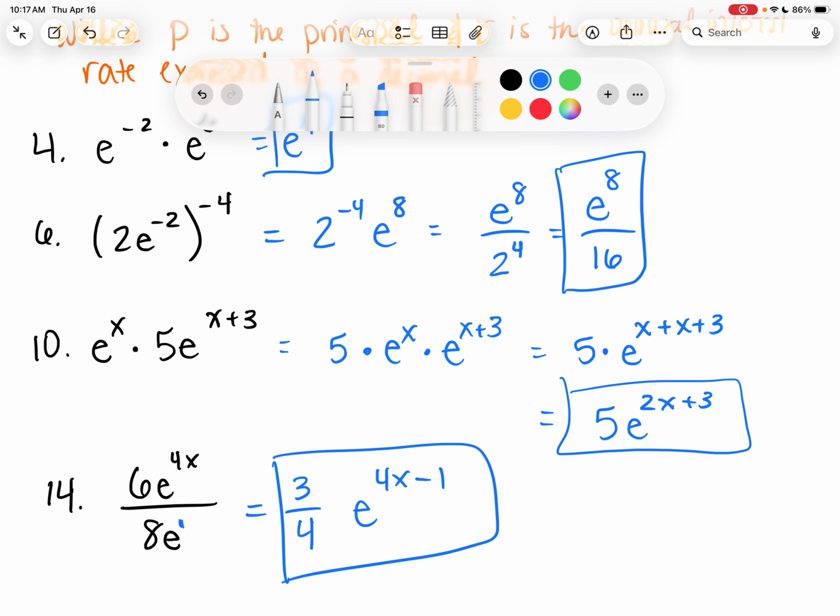And if you wanted to write it like 3e to the 4x minus 1 all over 4 like that, that's fine too. We just usually end up writing it like this. The book's going to write it like this, but I usually write it like this.